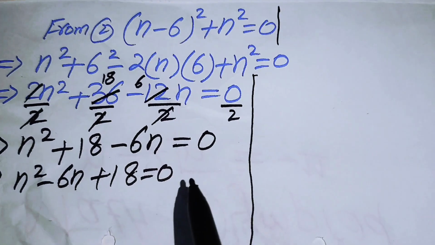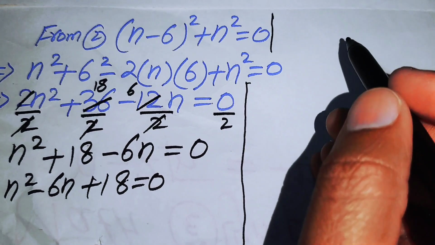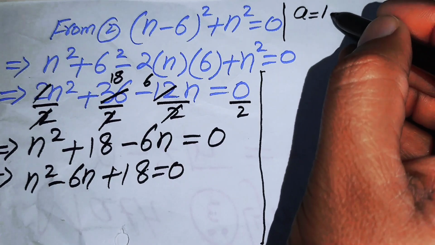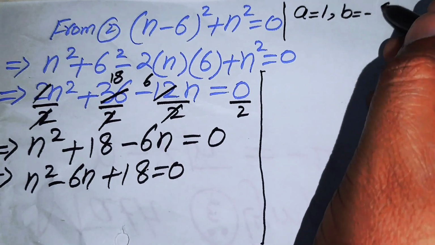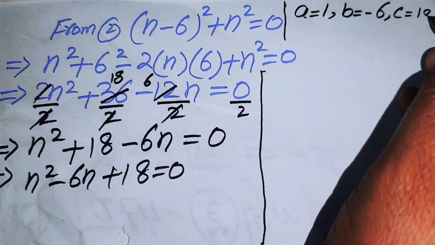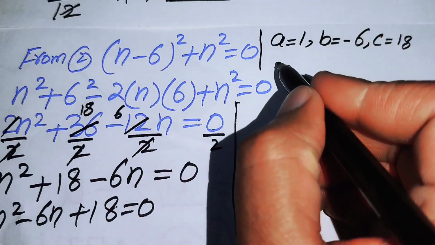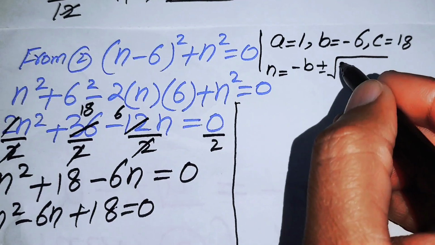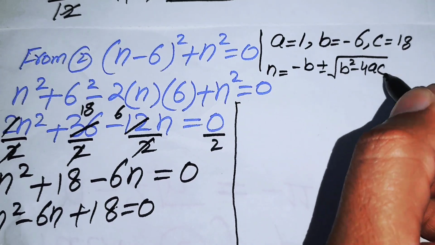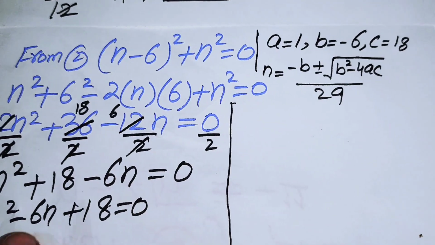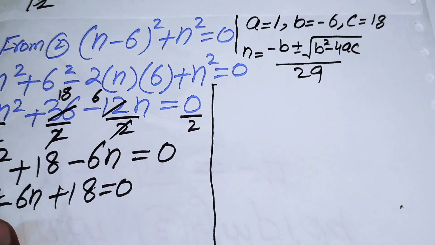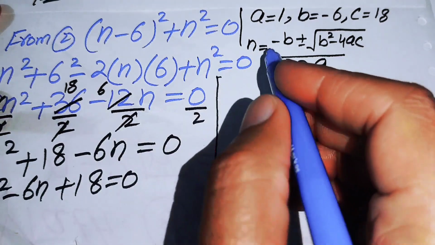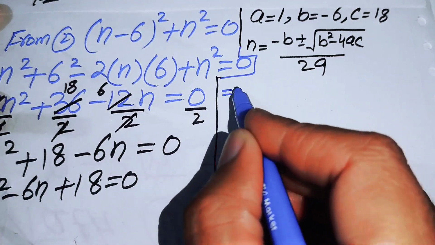So here we can use the quadratic formula, because this is a quadratic equation in standard form, and we will use the quadratic formula in order to find the values of n. The values of its coefficients are a equals 1, b equals minus 6, and c equals 18. Our quadratic formula looks like this: n equals minus b plus or minus the square root of b squared minus 4ac, over 2a. Now we can put all the values of a, b and c in this formula, and we will get the values of n.